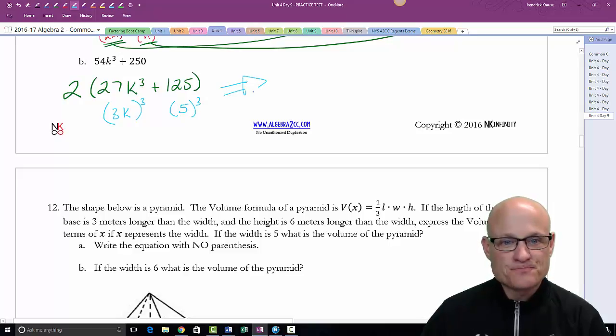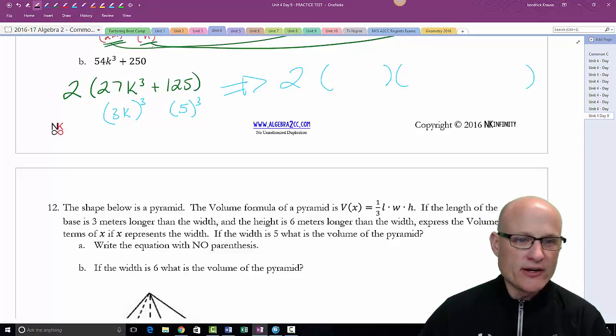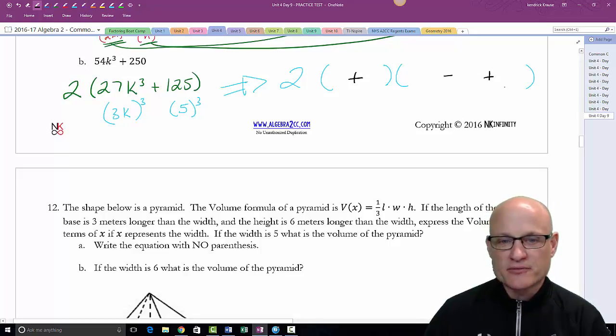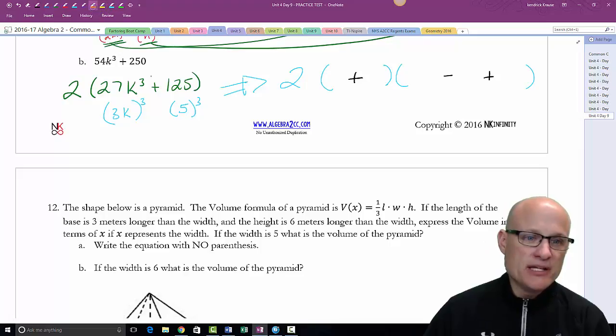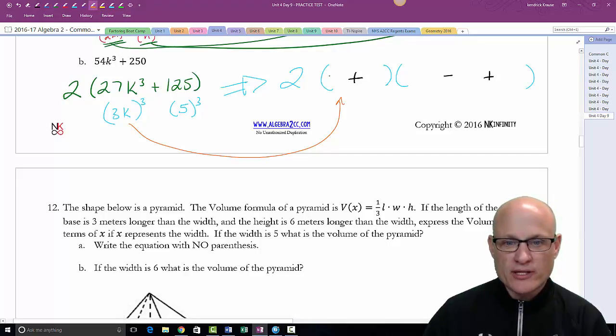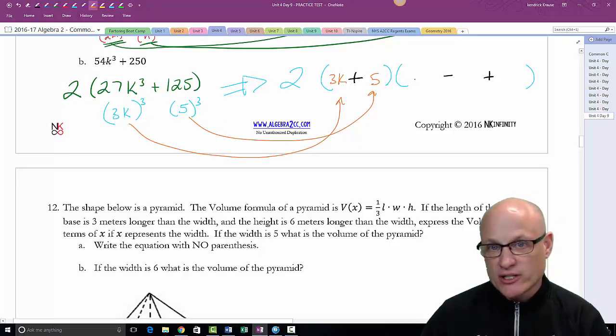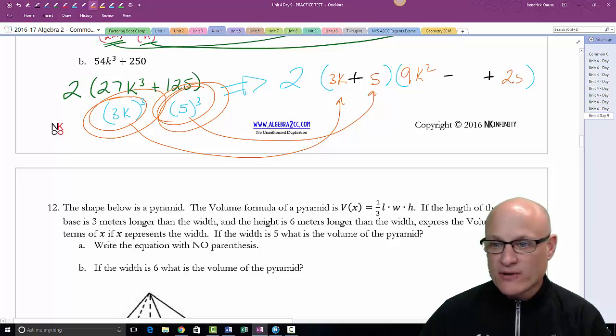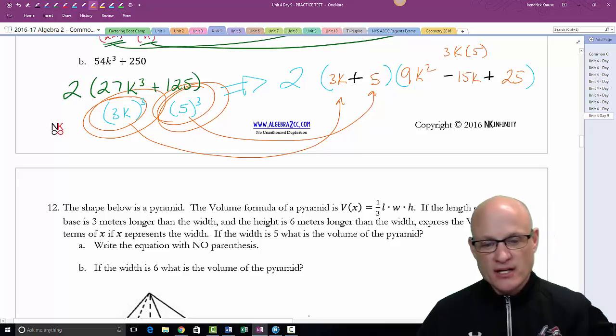All right, you ready to rock and roll? Bring the 2 out front. Binomial, trinomial. Let's get the signs in there. Copy over the sign. Keep the sign. Change it. Last one's always positive. All right. So in the first one goes 3k. In the second one, 5. Square them to go here. Square this: 9k squared. Square this: 25. And in the middle, you're going to multiply the two of them together. 3k times 5, which is 15k. All right, that wasn't too bad.